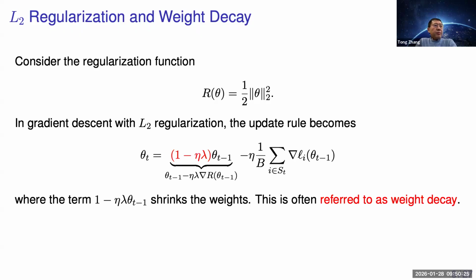So what do you actually do? If you do the calculation, let's look at the mini batch gradient descent. This one is theta minus eta times the gradient of your regularizer. When you do this calculation, you realize that regularization becomes shrinkage of your model parameter. This is why it's referred to as weight decay in the neural net literature.